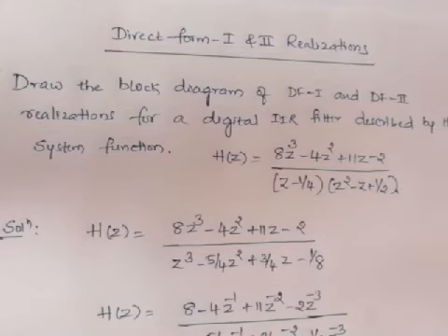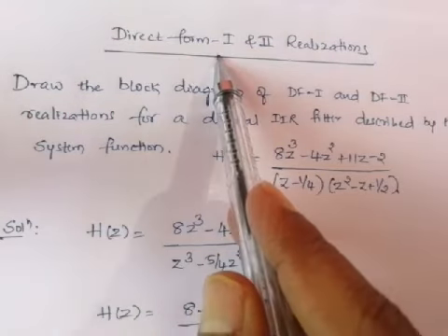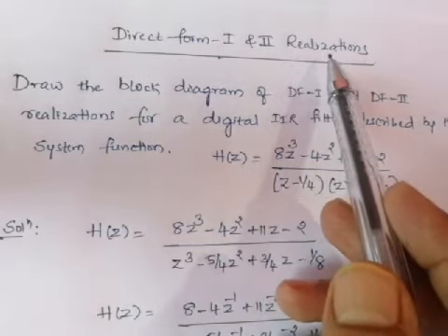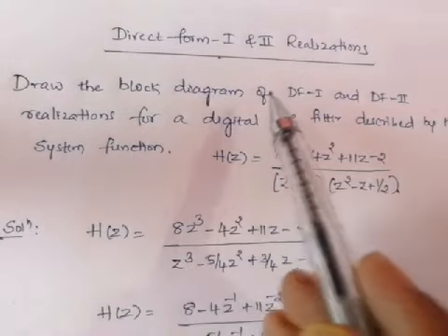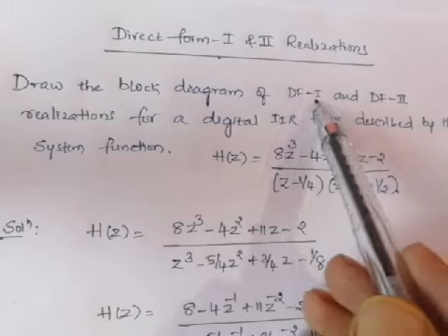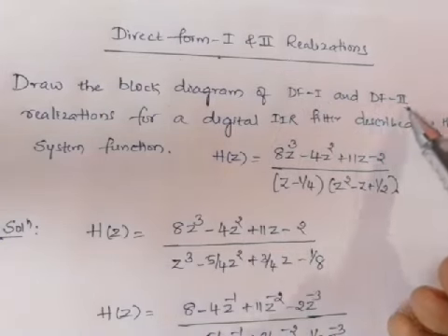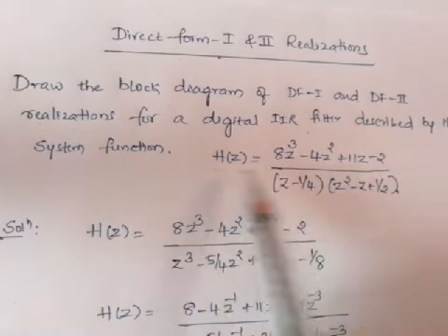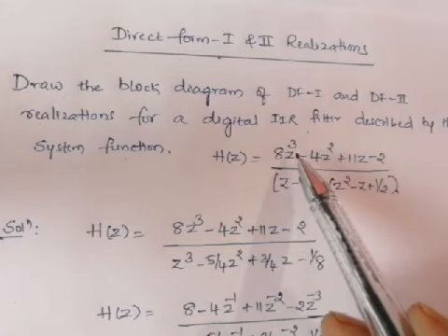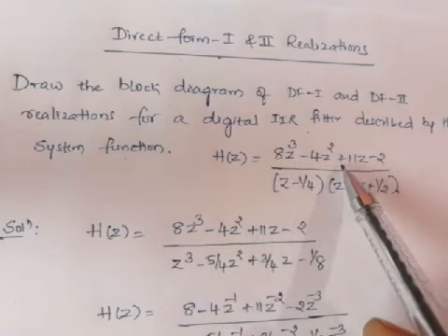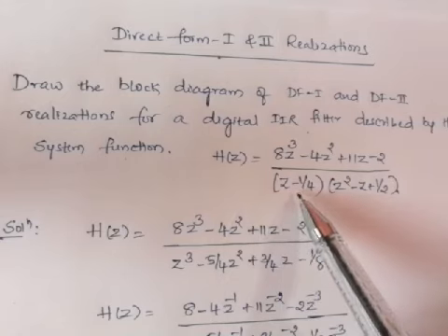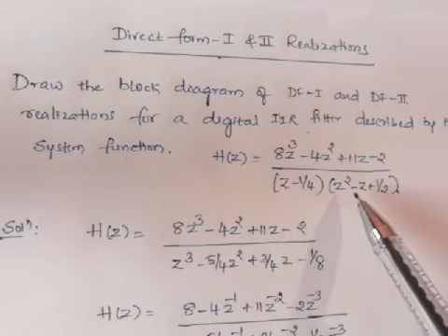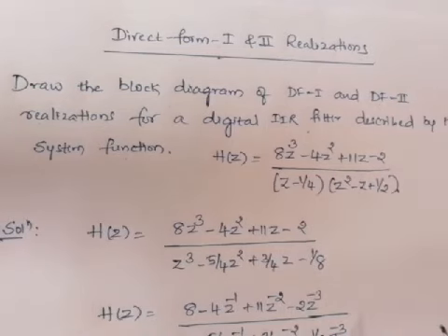Friends, in this video we are going to discuss design of IIR filters in terms of Direct Form 1 and Direct Form 2 realizations. Draw the block diagram of DF1 and DF2 realization for a digital IIR filter described by the system function H(z) equal to 8 into z to the power 3 minus 4z square plus 11z minus 2 divided by (z minus 1/4) multiplied by (z square minus z plus 1/2). This is the system function.